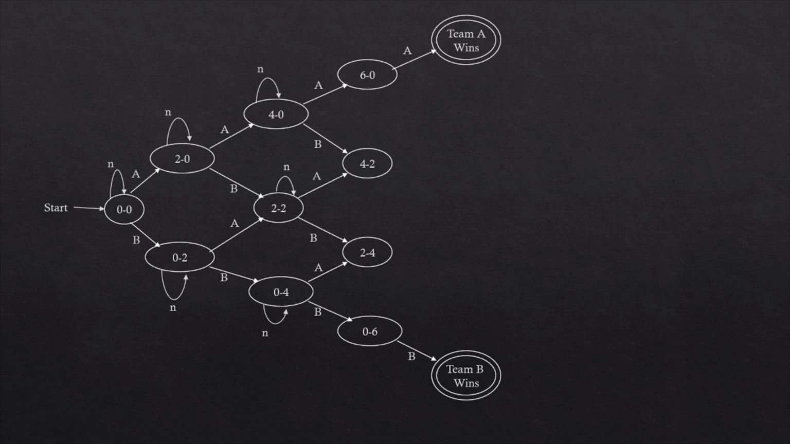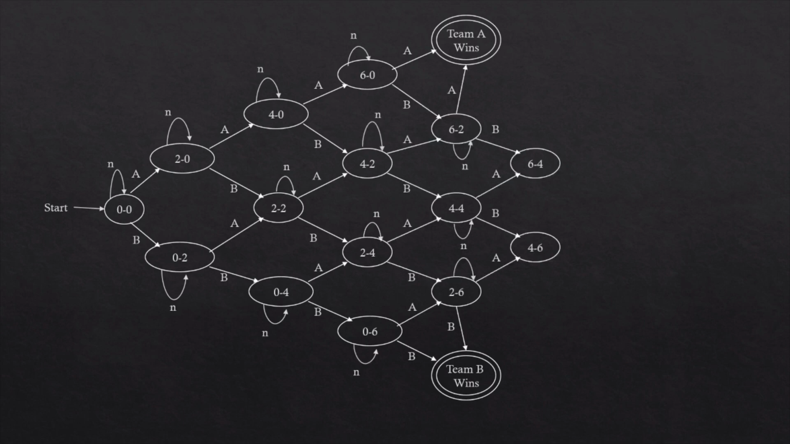We draw the other transitions from the remaining states, and by that I mean 4, 2, 2, 4, and 2, 4. We do it just like before. I would encourage you to pause the video at this point and try to complete it by yourself.